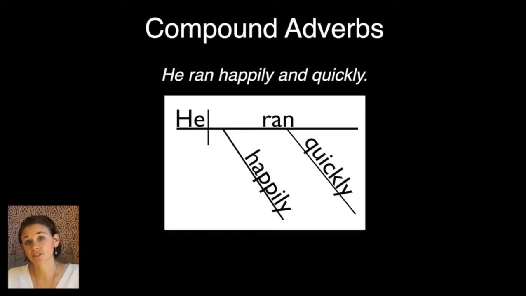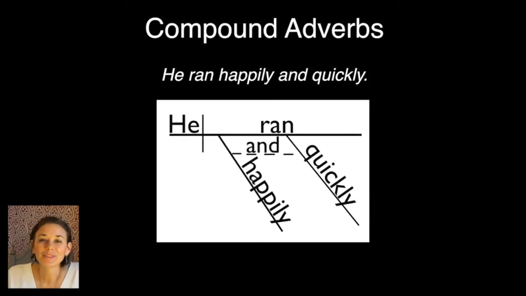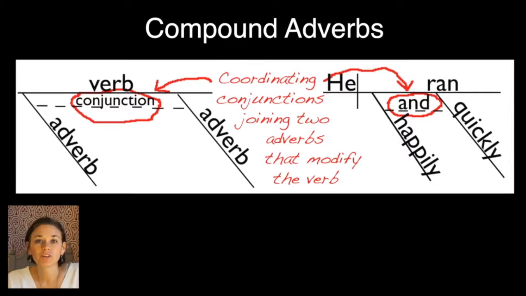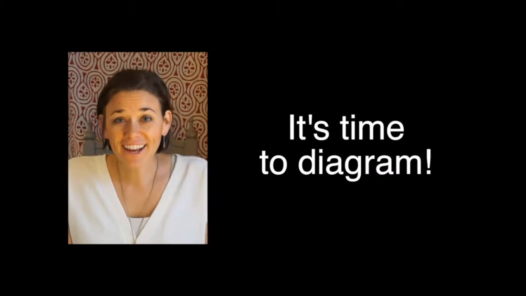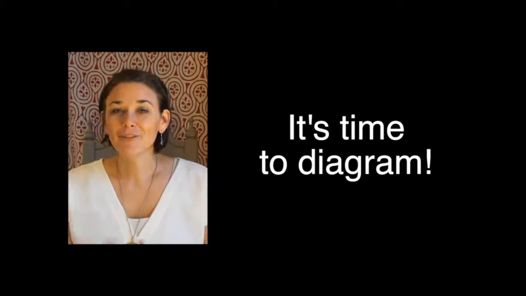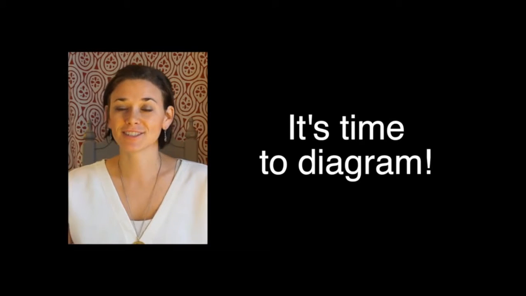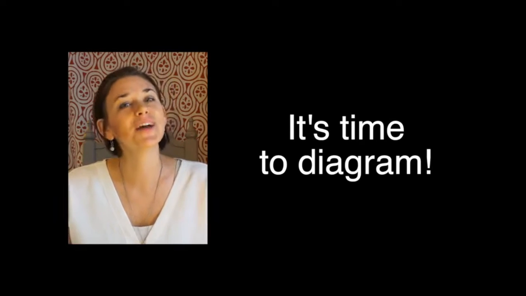So we diagram them just like regular adverbs, and then guess what? We put the coordinating conjunction in the same place we did for adjectives. We put it on a dotted horizontal line between the two things it's connecting, in this case, the two adverbs. So here's a diagram of he ran happily and quickly. All right, it's time for you to diagram. Have fun diagramming your 5 sentences for this lesson, and I will see you in lesson 15.